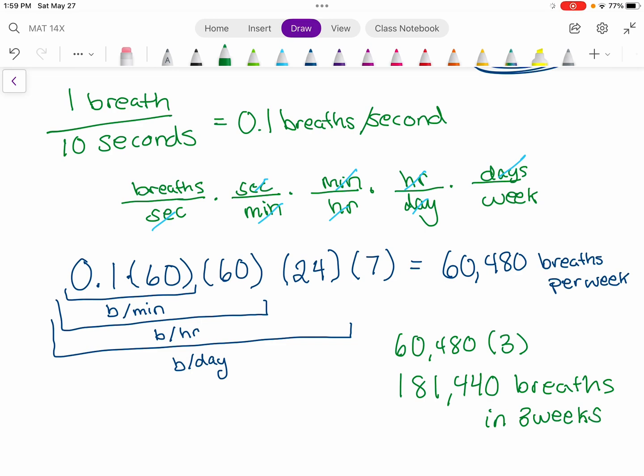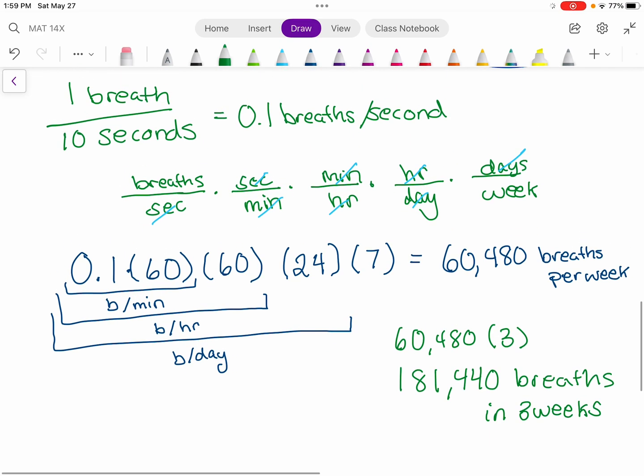So hopefully these problems have given you some different strategies you could take when dealing with trying to change the units within our rates. Stay tuned for some more complex examples that involve rates and having to make some decisions based on them.